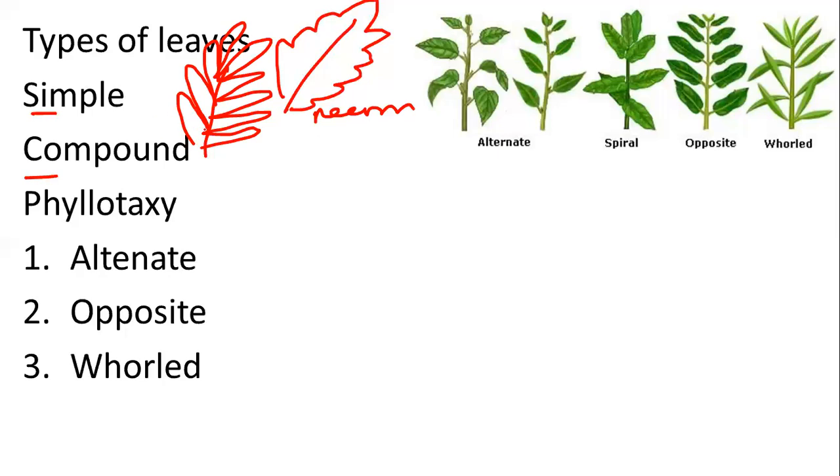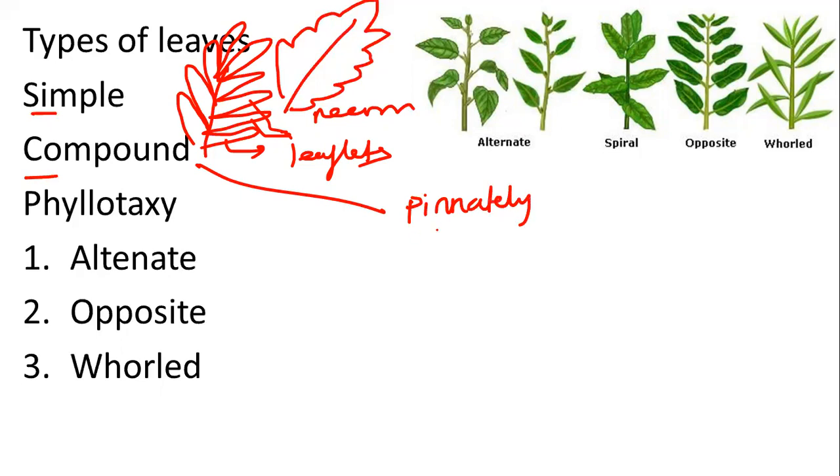Since it reaches the midrib every time, this is one leaf, this is one leaf, and like that it forms leaflets. These compound leaves are again arranged into two types: one is called pinnately compound and another one is called palmately compound.